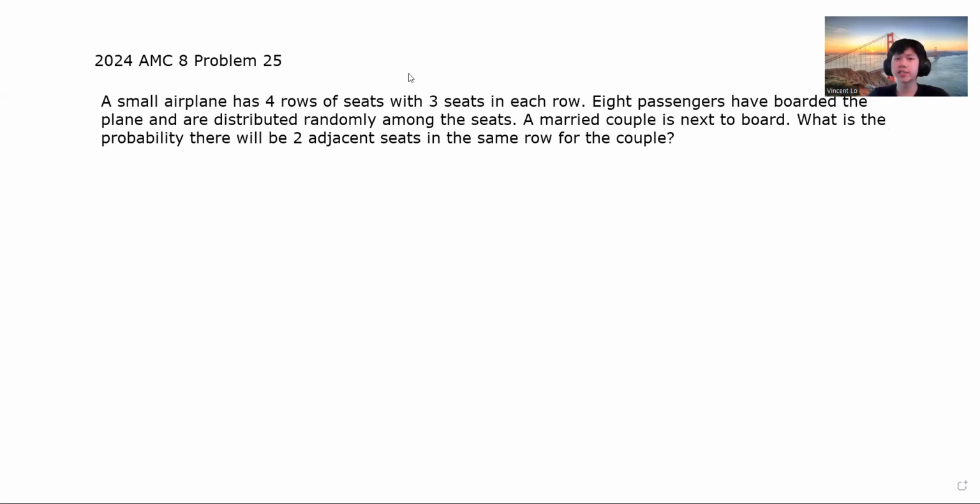The question reads, a small airplane has 4 rows of seats with 3 seats in each row. 8 passengers have boarded the plane and are distributed randomly among the seats. A married couple is next to board. What is the probability that there will be 2 adjacent seats in the same row for the couple?